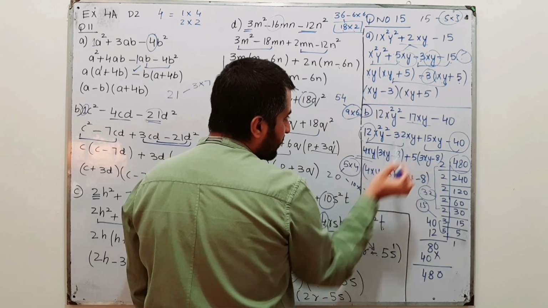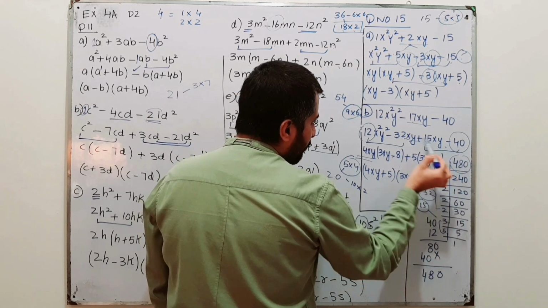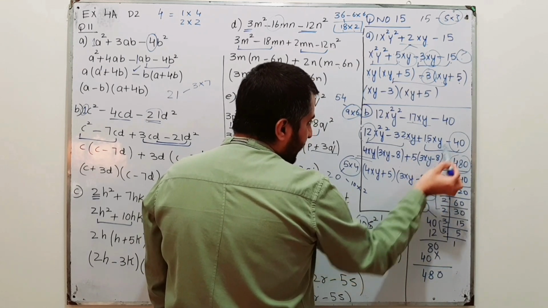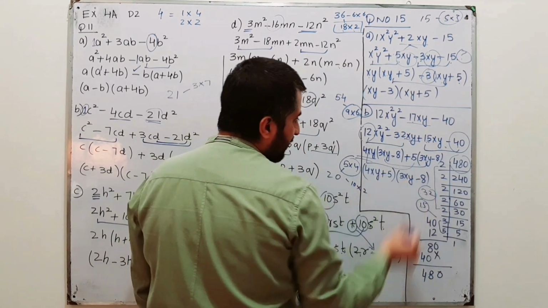Minus 4, 8 times 32. xy is taken out as common. Plus 5 is taken out as common from these two. 5 times 3 is 15. So xy is inside the bracket, and minus 5, 8 times 40. One factor is 3xy minus 8, the other factor is 4xy plus 5.